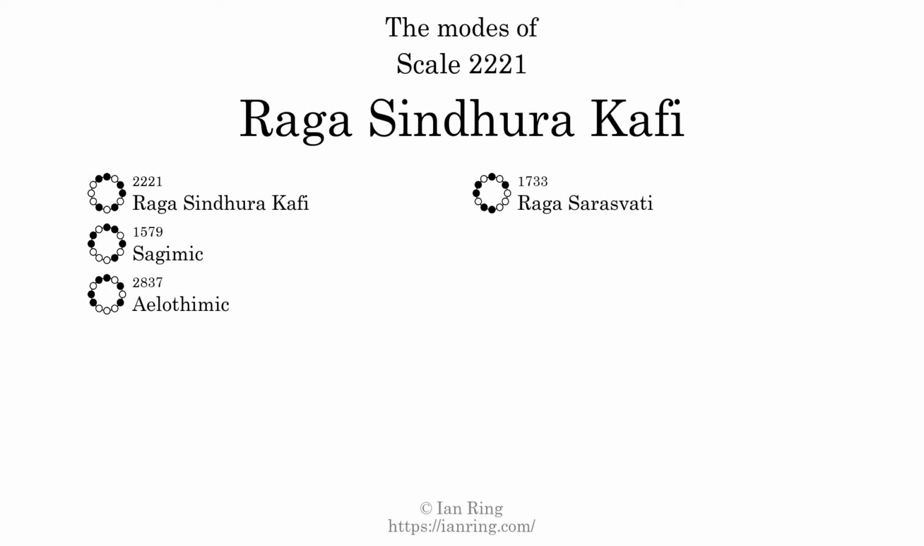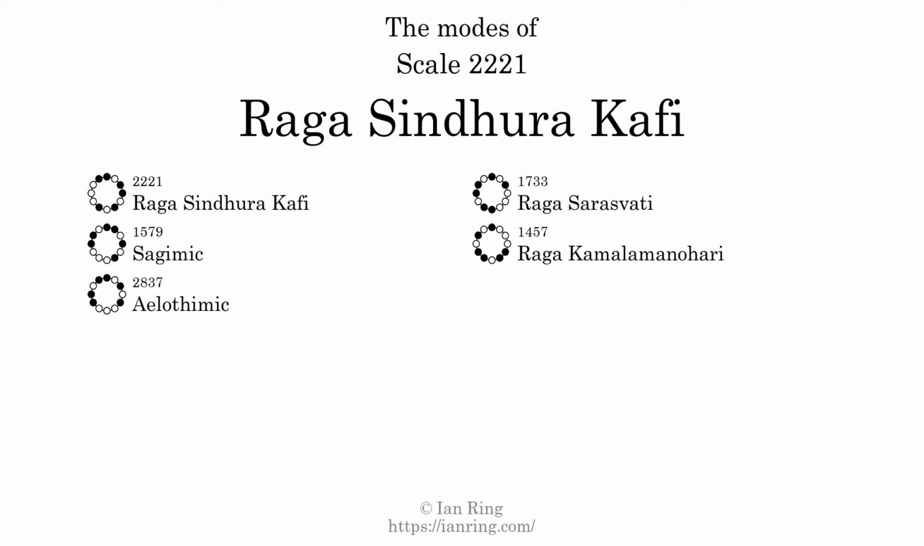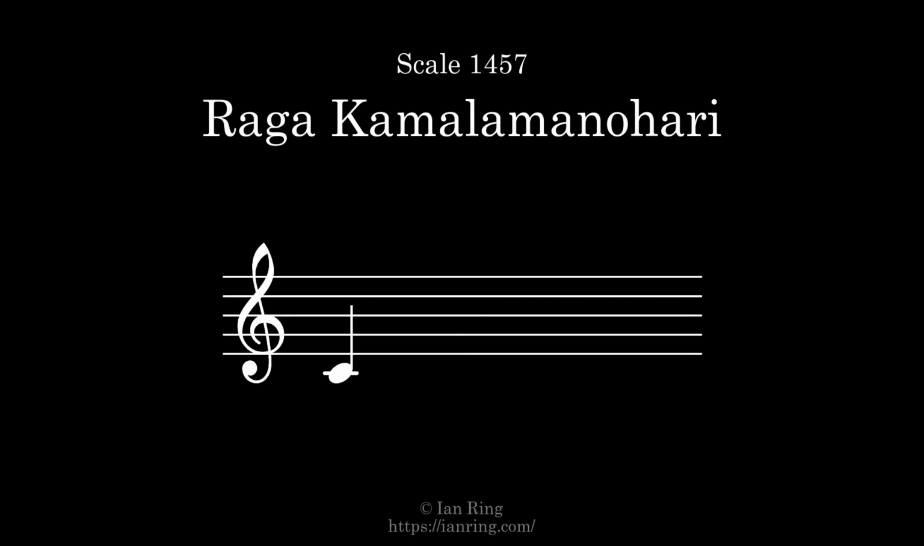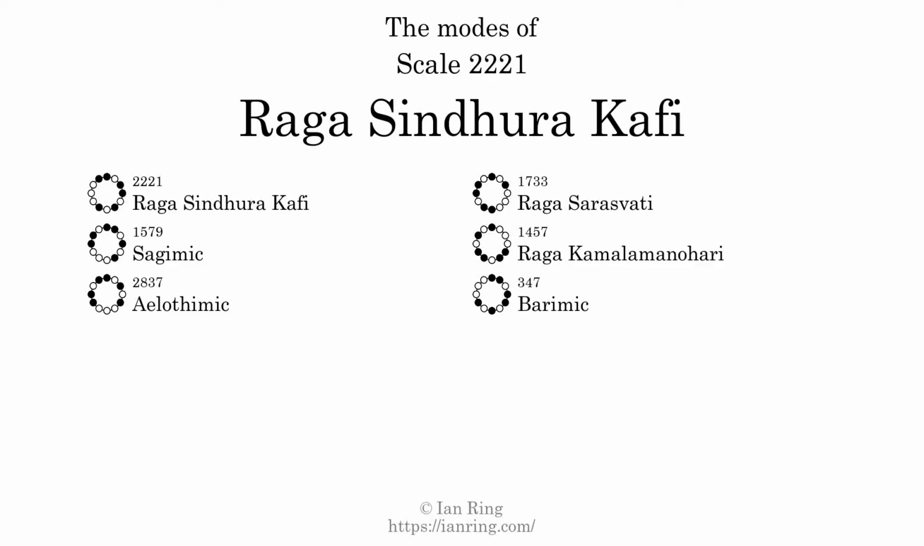The fourth mode is scale 1733, also known as Raga Sindhura Kafi. It sounds like this. The fifth mode is scale 1457, also known as Raga Manohari. It sounds like this. The sixth and last mode is scale 347, also known as baremic. It sounds like this.